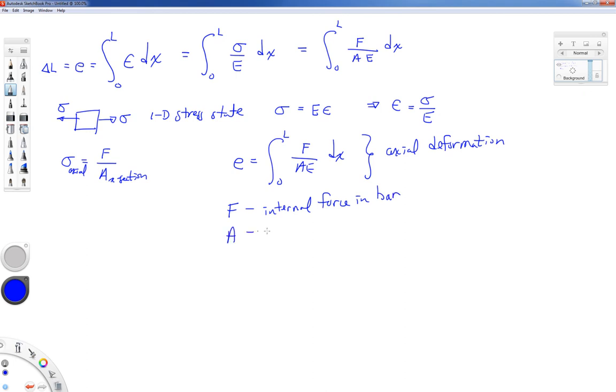A is the cross-sectional area. It could also be a function of position x. And E is our modulus of elasticity that could also change with position x. Now, anything that changes with position x has to stay inside that integral.